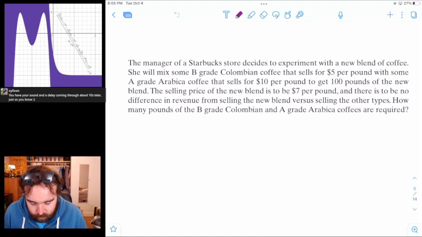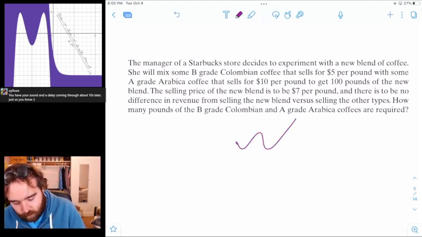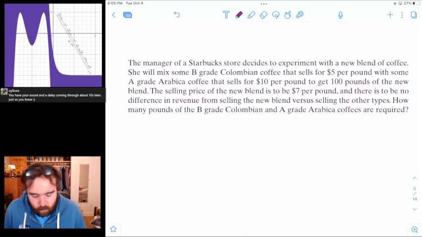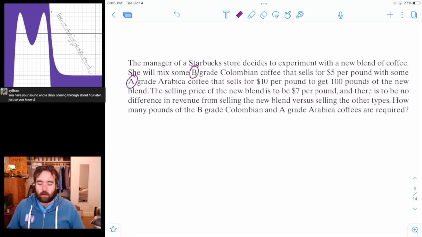So what are we going to do? Well, basically what they're saying is that the price should be the same for the blend as it is for the original. So let's see what we can do for that. Let's try to write some equations. How much of each are we using? Well, we're not really sure, so let's use the variables B and A for the grade B coffee and the grade A coffee.